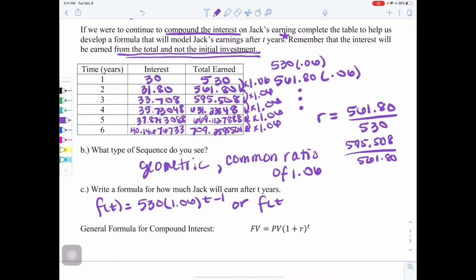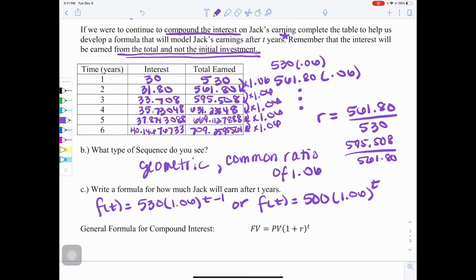We can say f of t equals, our principal amount was 500, so that's our initial value. Our common ratio is still 1.06, but then instead of doing t minus 1, we do t because we're not starting with the first term, we're starting with what's across from 0.